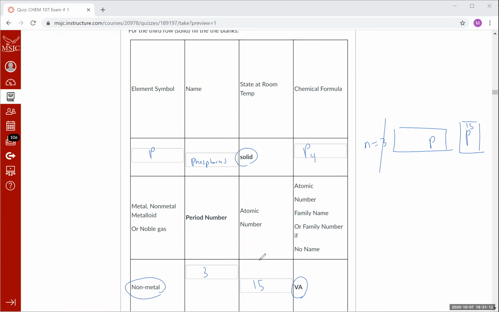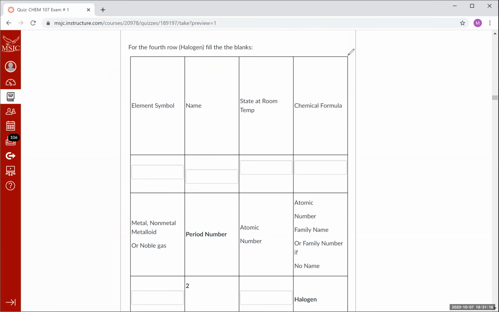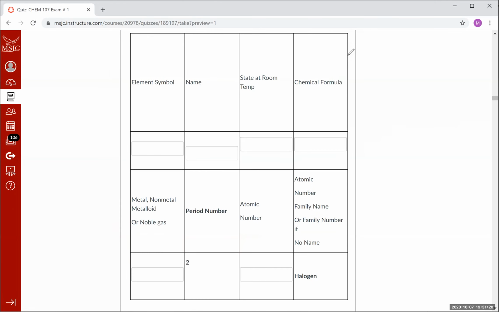Perfect. So let's look at the next example. We're asked to fill in the following table when we're given that we have a halogen, which is a 7A element with a period number of 2.